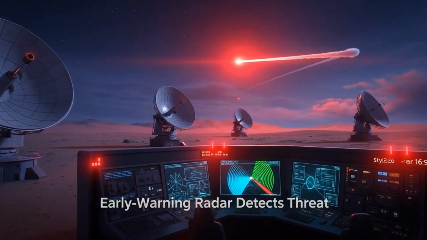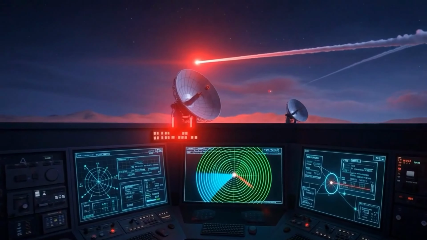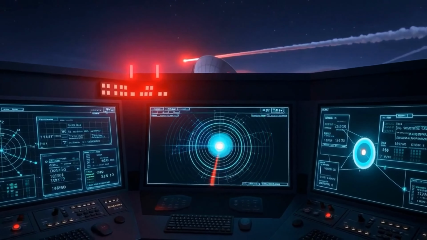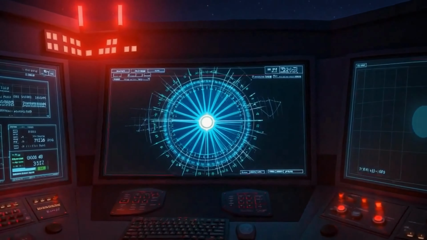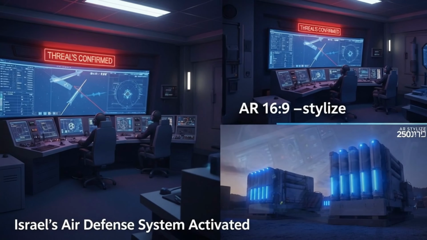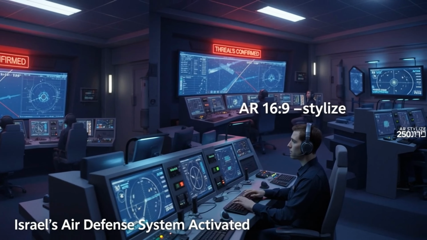Israeli long-range radar arrays detect the missile during its boost or early mid-course phase. The incoming threat is tracked. Upon confirmation, the integrated air defense network activates.